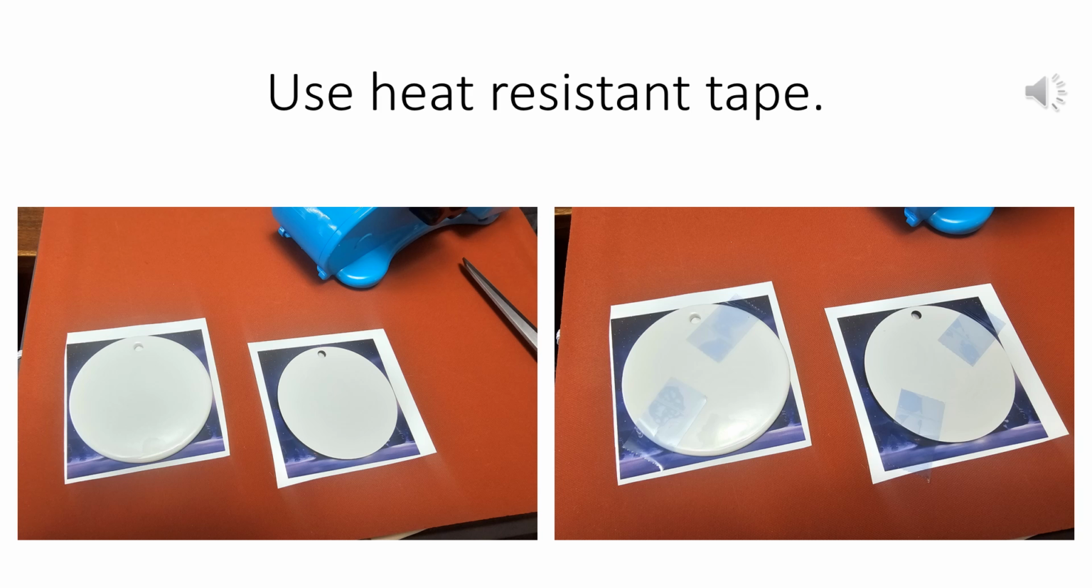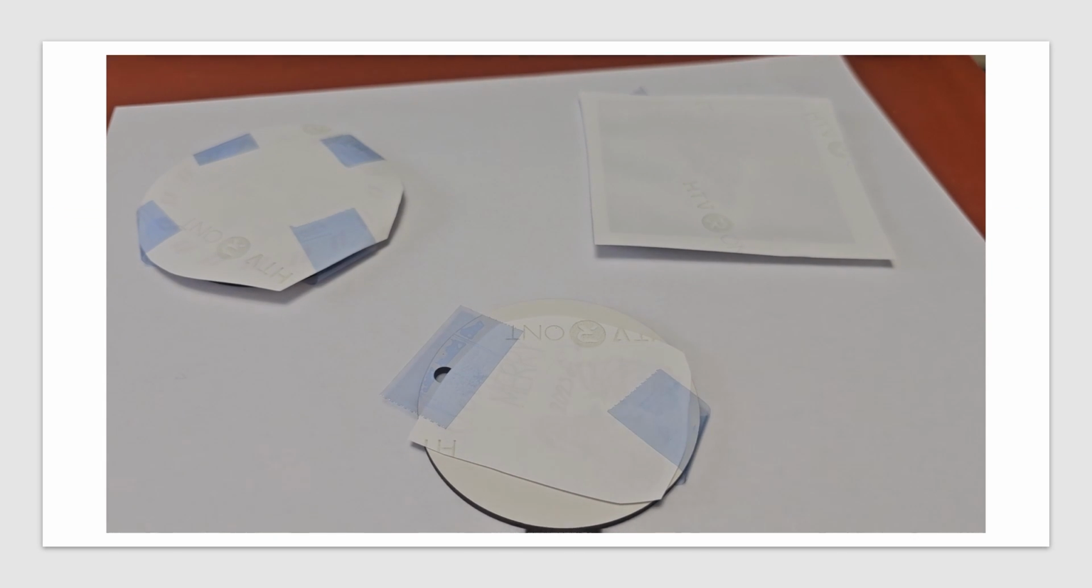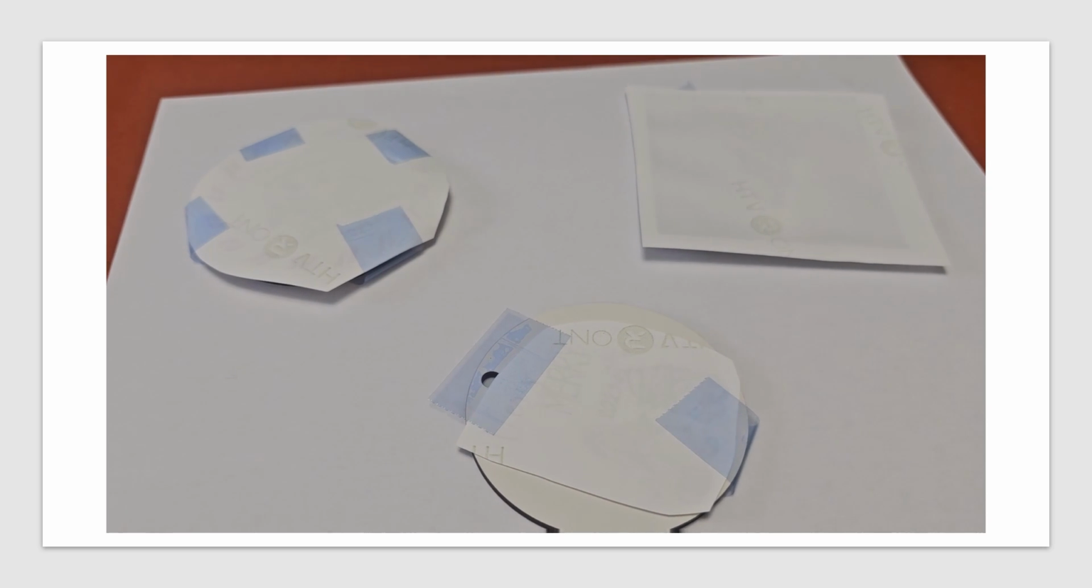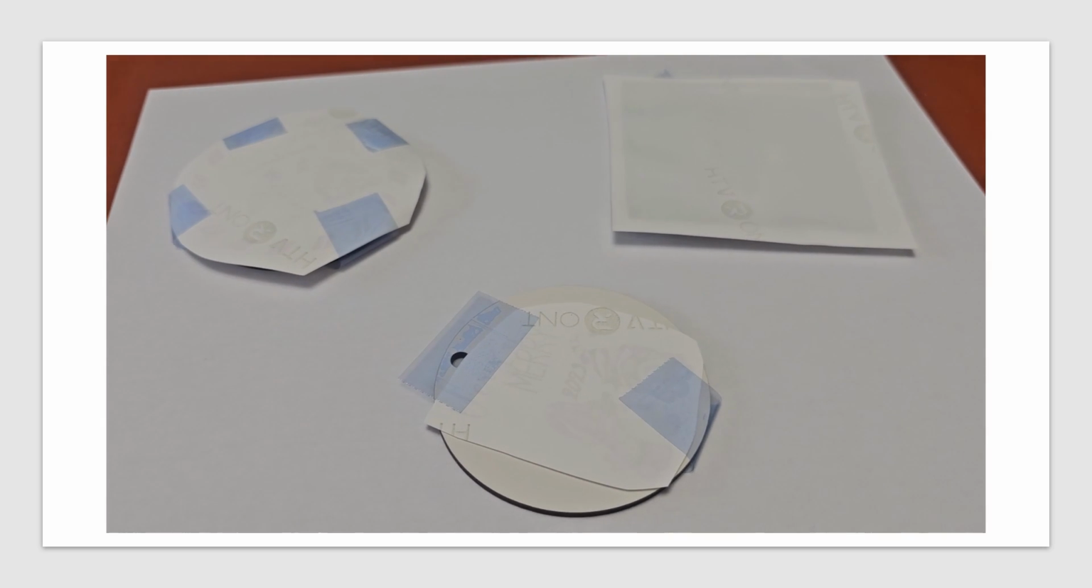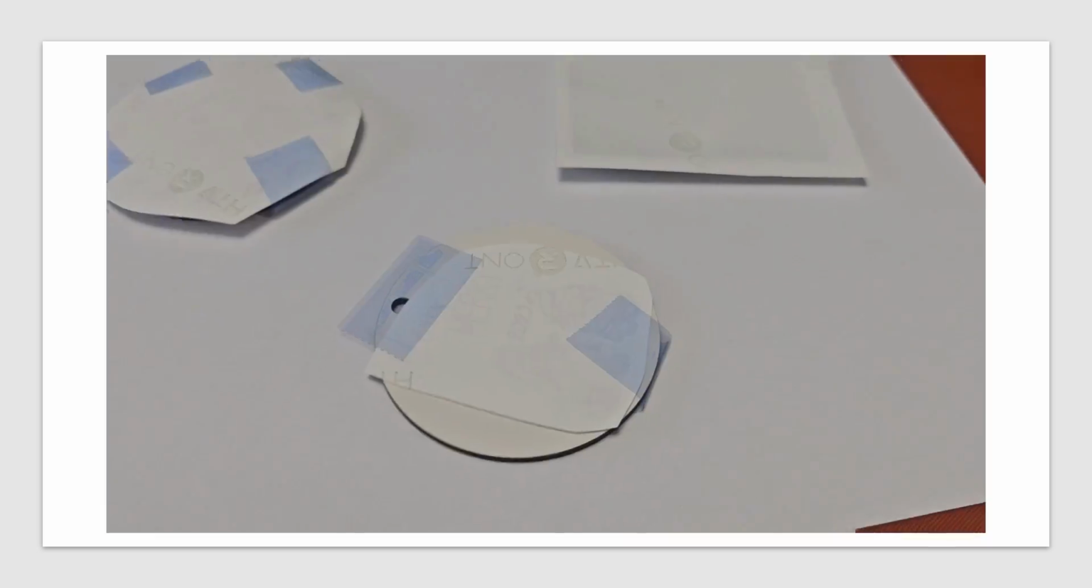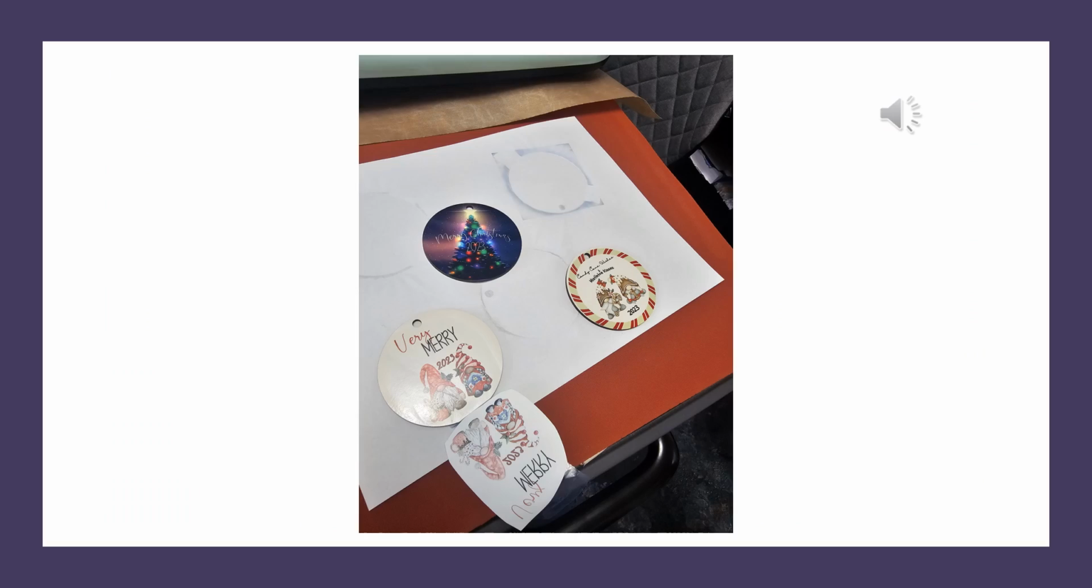Okay, so here you can see that I have set both the ceramic ornament and the MDF, the wood ornament, over the image, and then I'm going to be taping it down with heat resistant tape. So I am starting with my wood ornaments first, so I put a piece of regular copy paper down to protect my pad, and now I am going to use a Teflon sheet on top of that, and then I'm going to press these at 385 degrees for 60 seconds.